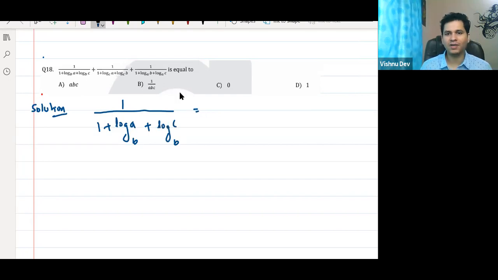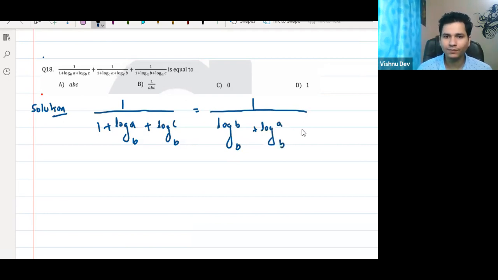Very good, Muhil. Correct. The one will be log b base b. Very good, see how smart you guys are. So I can write 1. Whenever you see this one with this, you can use the concept. It can be written as log b base b, plus log a base b plus log c base b.